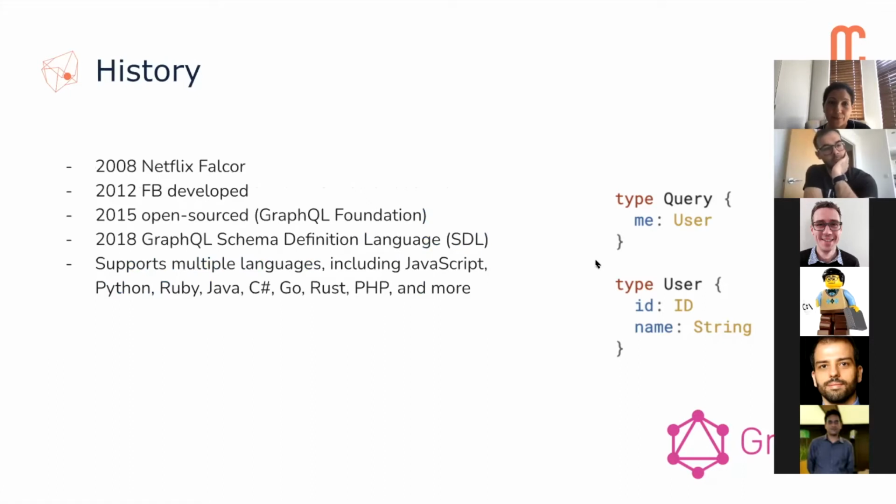As a history, first in 2008, Netflix had something called Falcor, but it didn't take off. That wasn't very popular. And when Facebook developed GraphQL in 2012, it did gain some attraction. And in 2015, they open sourced it as part of the GraphQL Foundation. And now it's part of the Linux Foundation. In 2018, they had the GraphQL schema definition language agreed and published. And right now it does support multiple languages: JavaScript, Python, Ruby, Java, Go, and much more.